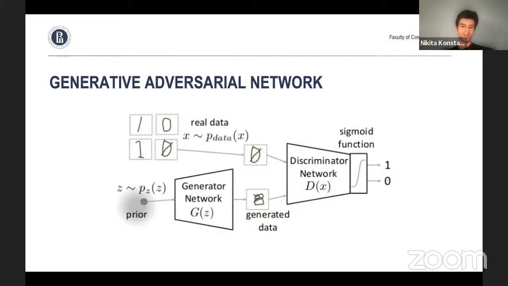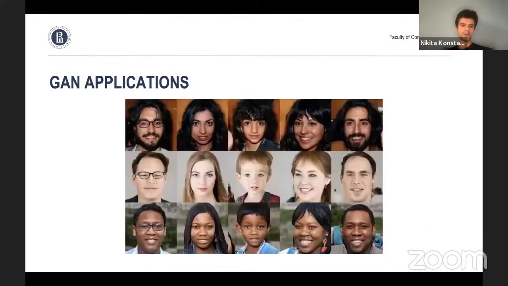So when we connect these two networks, there exists a min-max game between them, and in the process of training, the generator learns to generate new data from the real data distribution.